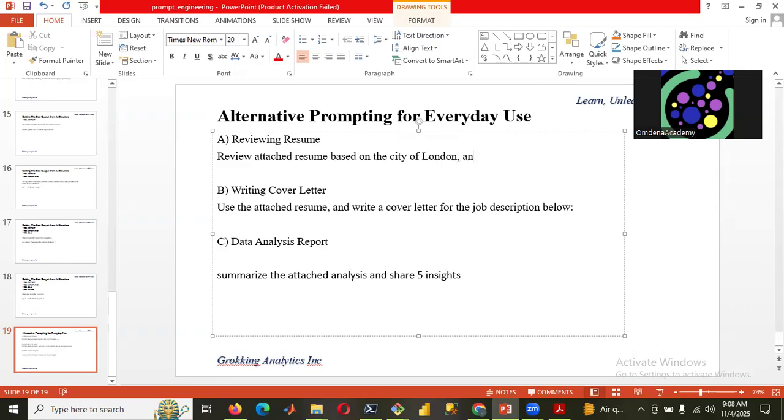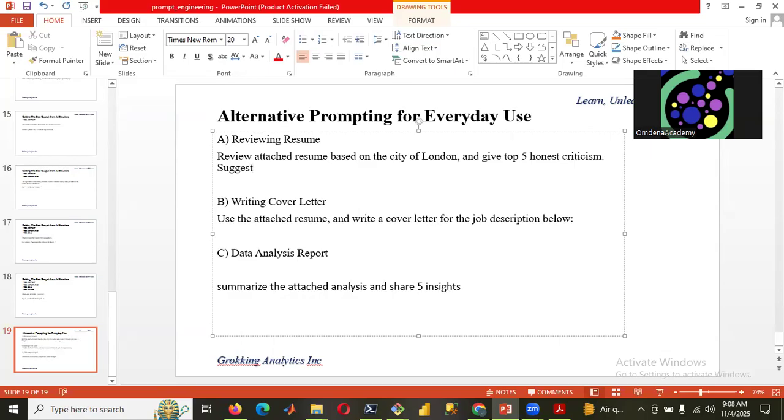and give an honest criticism, you can say top 5 honest criticism. That's it. And then you can also tell it to suggest improvement. You don't need to say suggest 5 improvements. It's going to suggest improvements based on the top 5 honest criticism it has given.